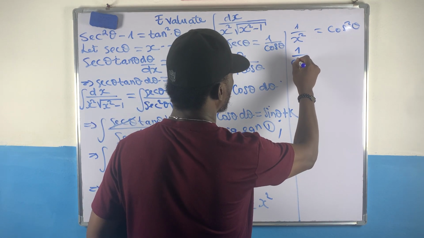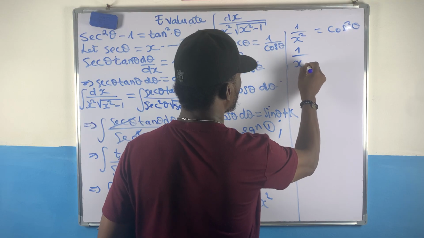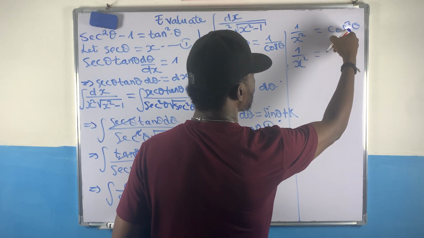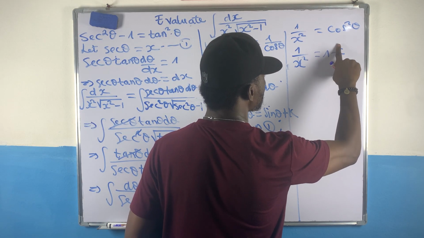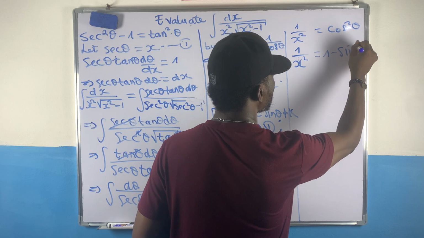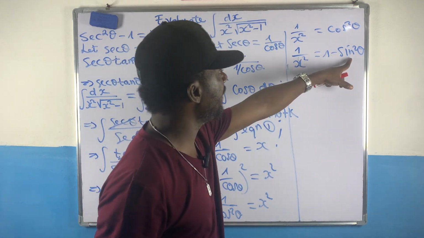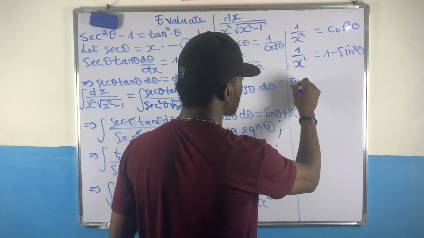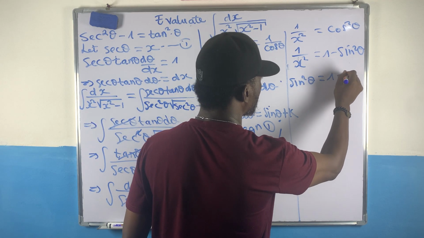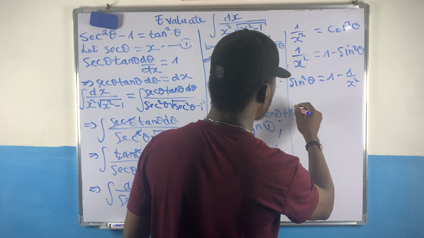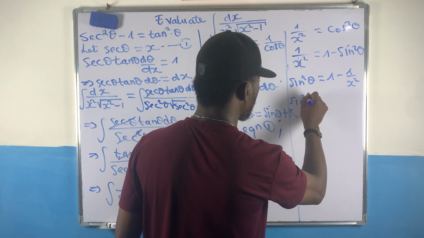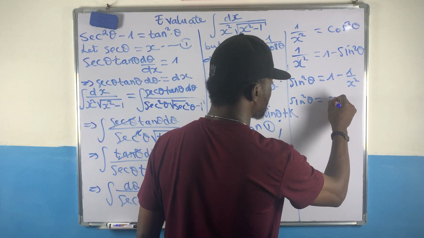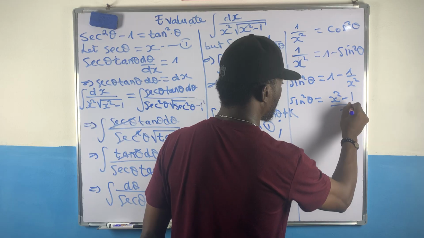Now, we know the identity of cos squared theta in terms of sin squared theta. We know that 1 all over x squared is the same as cos squared theta, which is the same as 1 minus sin squared theta. Now from there we can make sin squared theta the subject. It becomes sin squared theta equal to 1 minus 1 all over x squared. From there we express this as a single fraction. It will give us x squared minus 1 all over x squared.